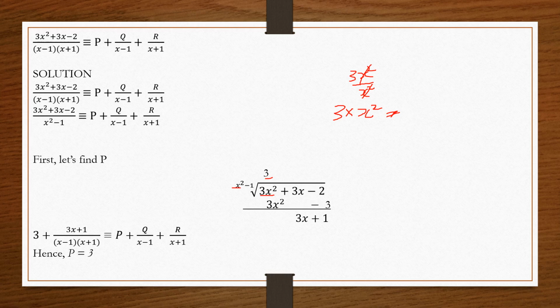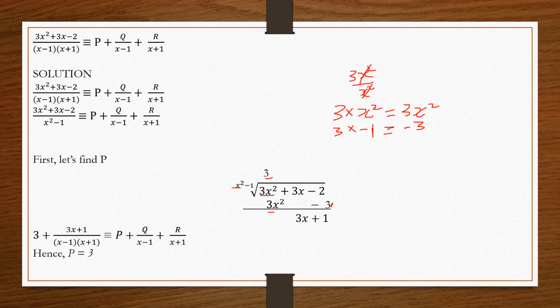Okay, so if I multiply, I will have 3x squared, okay, and that's why I'm having this 3x squared here. Okay, next I will multiply 3 by minus 1, and that gives me minus 3. Okay, that gives me minus 3, and that's why I'm having this minus 3.